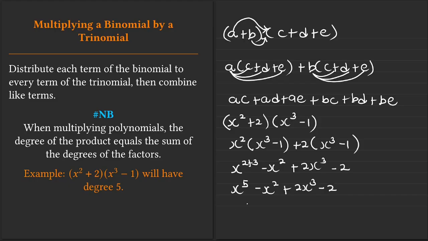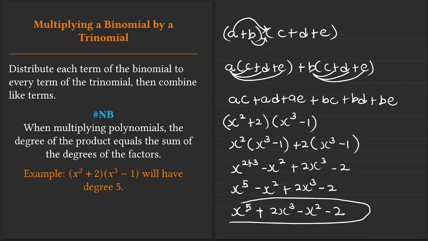This here is our answer, but it is appropriate to write it in the standard form. By standard form, I mean you write in decreasing order of the powers. So this becomes our final answer. What I want us to take note of here is that when multiplying polynomials, the degree of the product equals the sum of the degrees of the factors. So these are the factors of what we have over here, and you realize that its degree was simply the sum of the degrees of the factors.